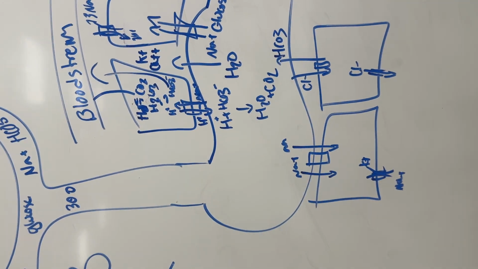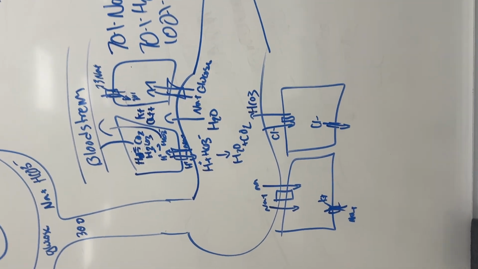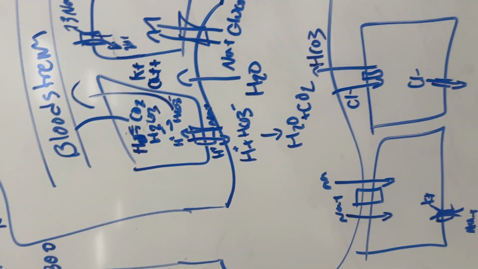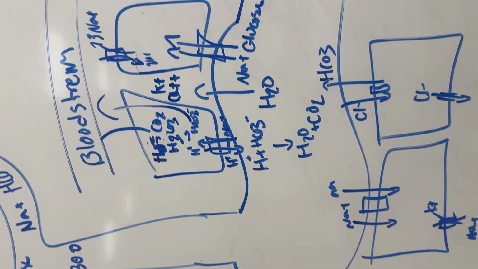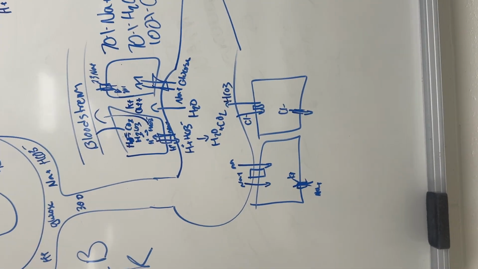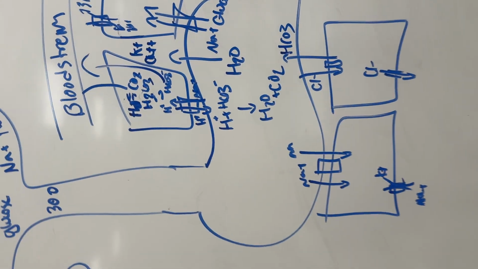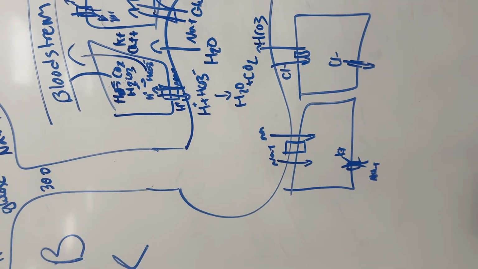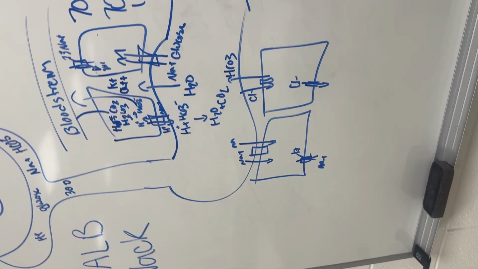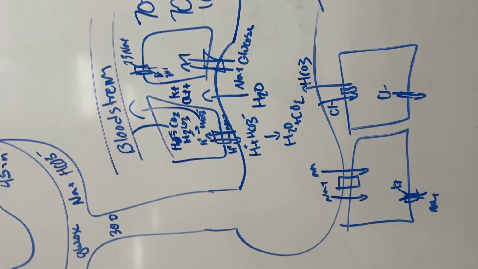And then that H plus ion is going to go out and is going to bind with another bicarb, which is going to turn into H2O and CO2. H2O and CO2. And we're going to go ahead and excrete that out of the cell there.